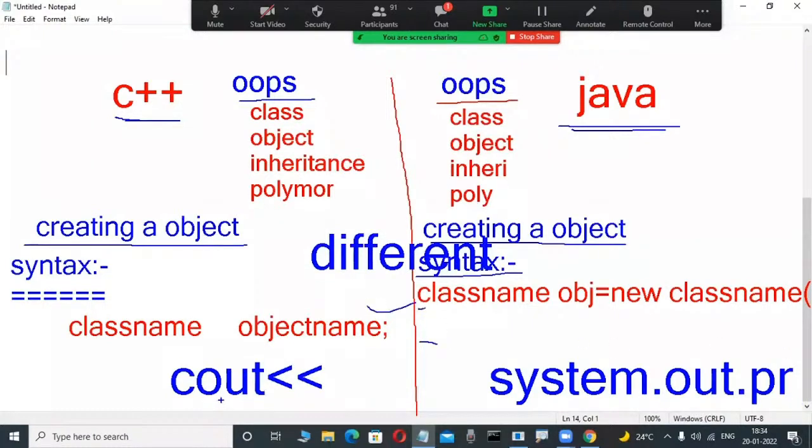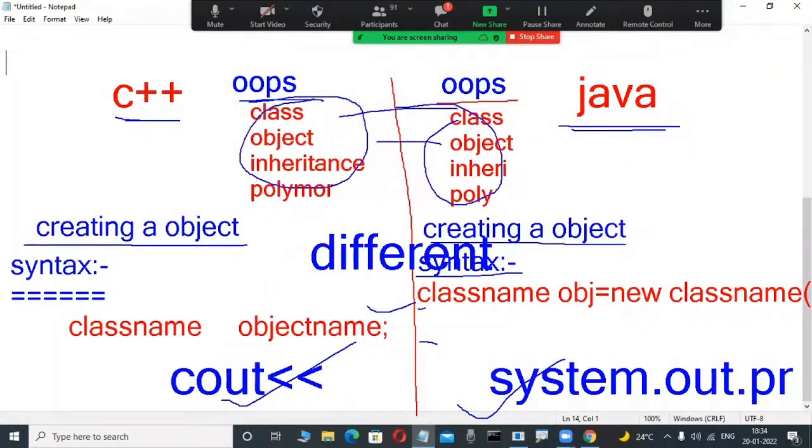Functions are also totally different in these two object-oriented languages. But conceptually, some OOPS concepts are the same or not? Same. What is class, what is object, what is inheritance, what is polymorphism, same. But syntactically totally different. Why? Because those are two different languages, two different products from totally different companies. That's why functions and syntax are different.